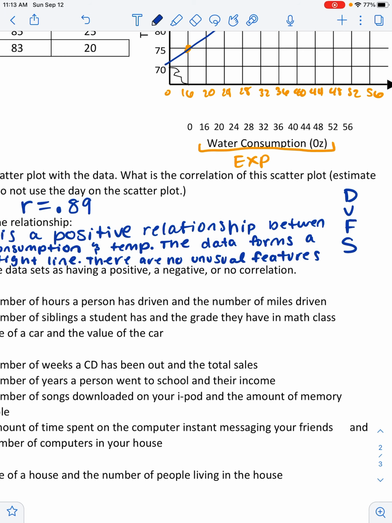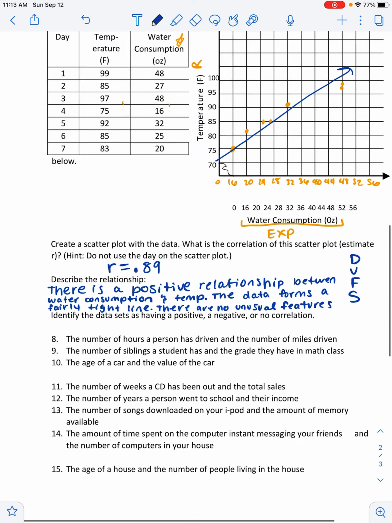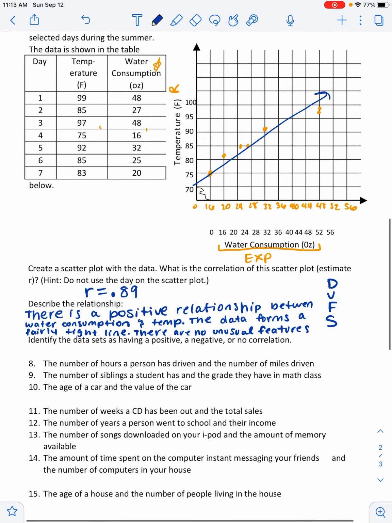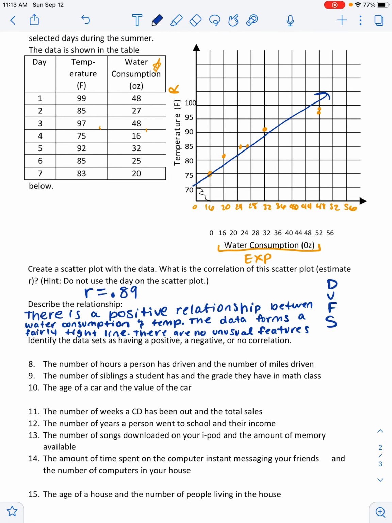So notice I wrote it a little bit different than the first one, just to show you some variation with Duff's. But I mentioned that it is a positive relationship. So that's the direction. That's because it's pointing up. I mentioned that it is creating a line, so a linear form. I mentioned that it creates a fairly tight line, so that's the strength. And then I just mentioned there are no unusual features.